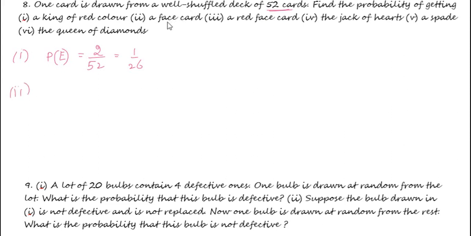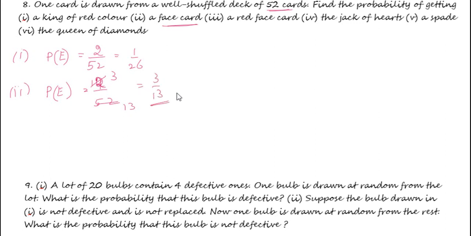Second one, a face card. A face card is where you have a face: king, queen and jack. These are the 3 cards having the face. So 3 into 4, you have spade, clubs, diamond and hearts. So 4 into 3, so 12. So you have 12 face cards. So probability of this event is 12 divided by 52, 4 times 3 over 4 times 13. The answer is 3 by 13.